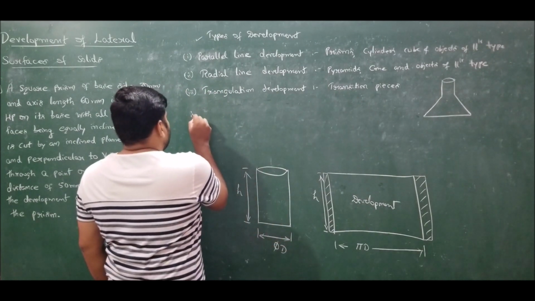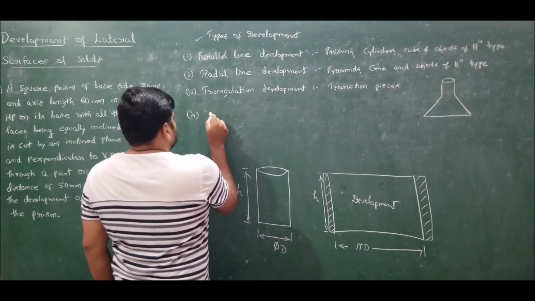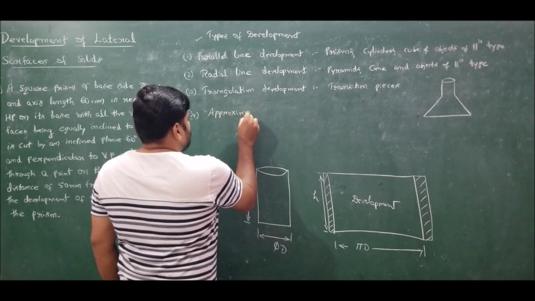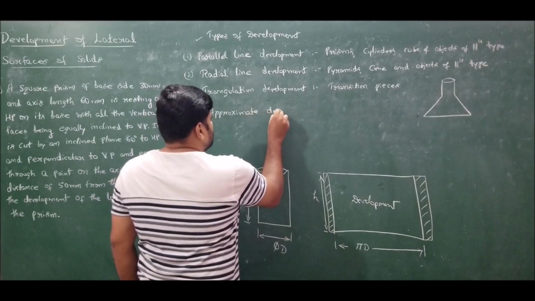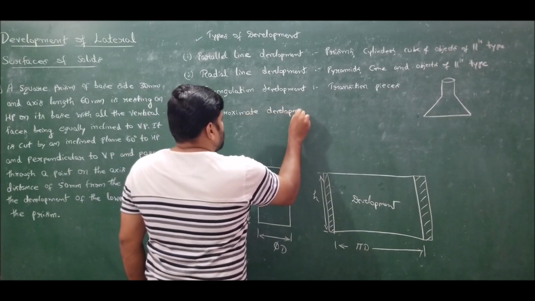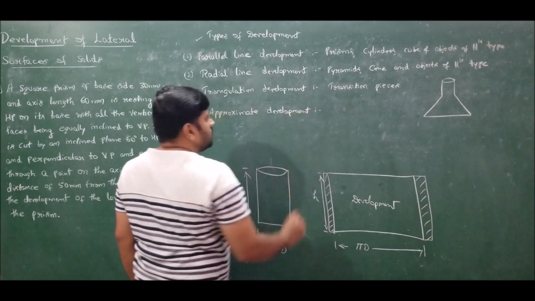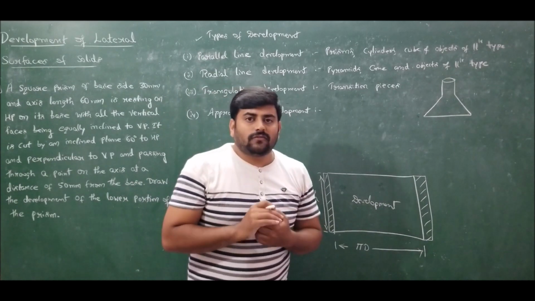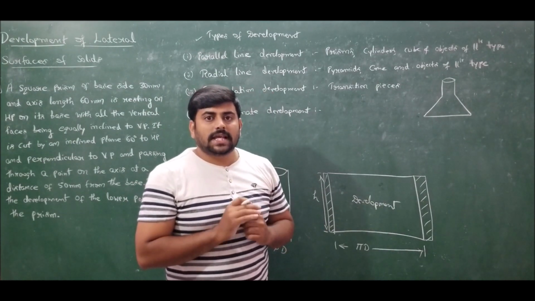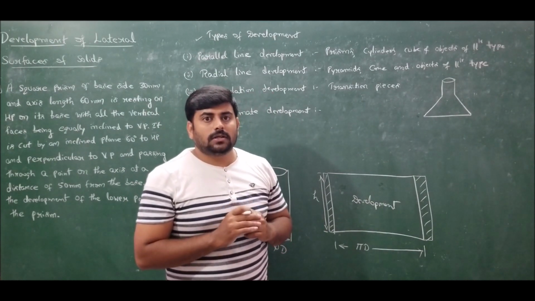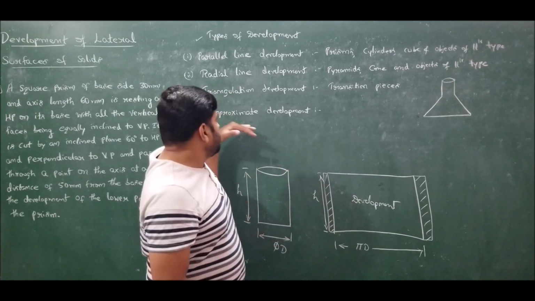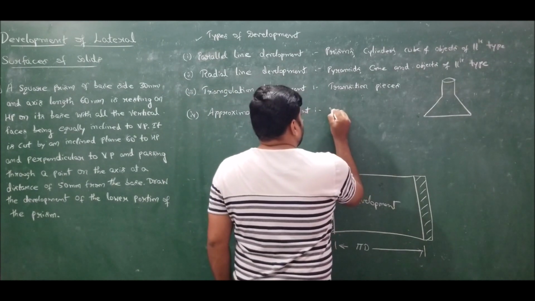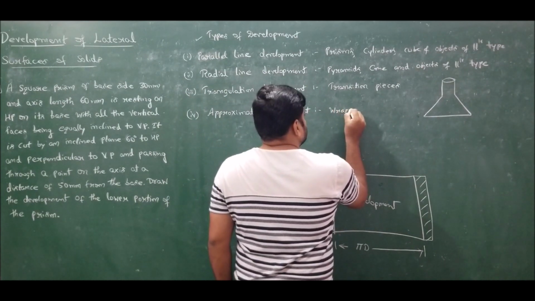Next, if I move to the fourth one, that is approximate development. Approximate development is used for development of objects of warped type like sphere, paraboloid, cuboid. So such objects are developed by using approximate development. Approximate development is used for development of warped objects.